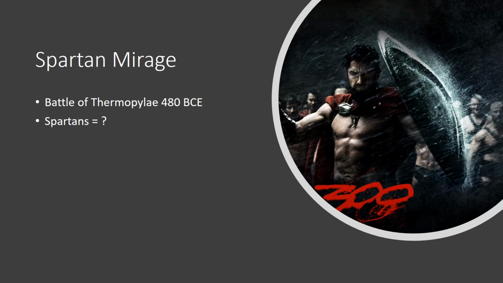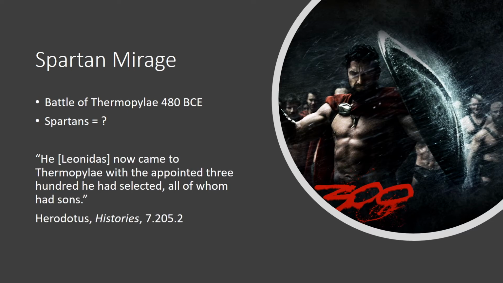Now, if I wanted to be annoying, I would say there's actually another source from Diodorus of Sicily, who gives us a completely different number. But we'll stick with Herodotus's account, his number of 300. But is it? This is what Herodotus tells us. He, Leonidas, now came to Thermopylae with the appointed 300 he had selected, all of whom had sons.